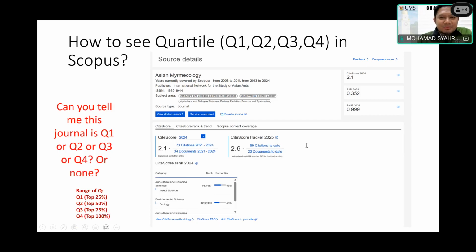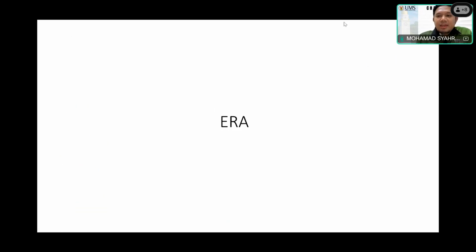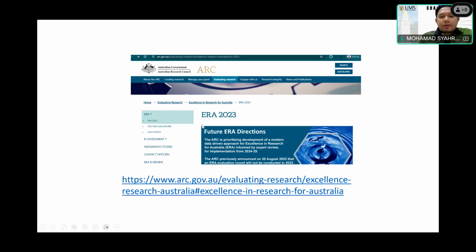So this is how you will tell somebody, maybe, oh, my paper is Q1 or Q2. Okay, this is ERA. ERA is an Australian database. You must still recognize it for your graduation. ERA stands for Excellence in Research for Australia, released by ARC. Still now it is 2026, but the database is still stuck in 2020. I don't know, but UMS still globally uses this ERA 2023.